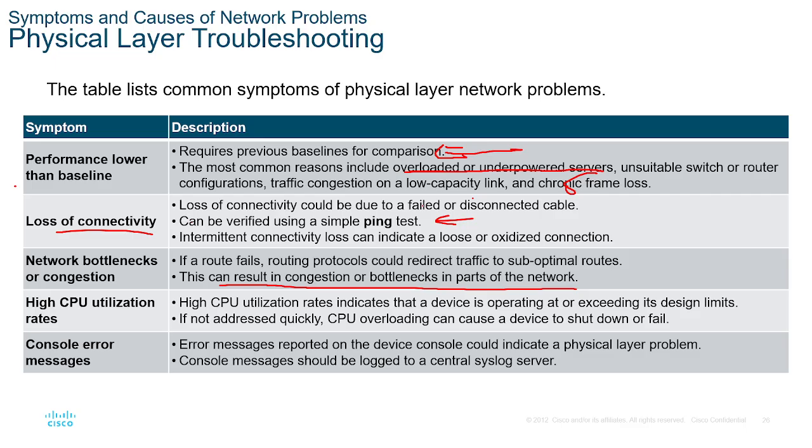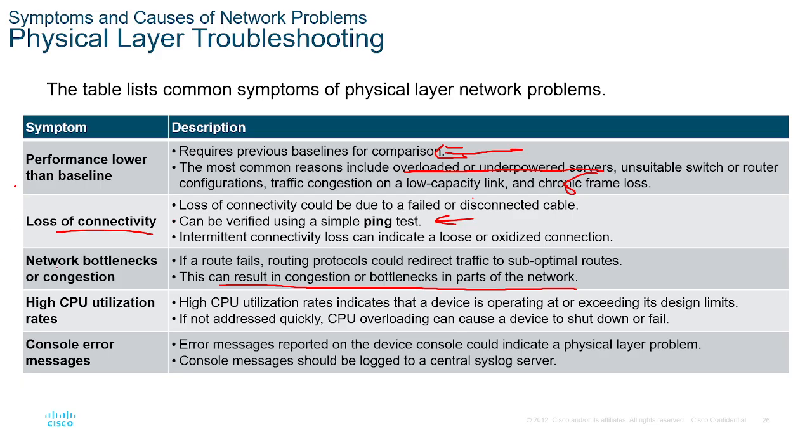Loss of connectivity could be due to a failed or disconnected cable. We can verify this with a ping or by searching on the internet. Intermittent connectivity loss can indicate a loose or oxidized connection. Sometimes your connection header or RJ45 header might be oxidized.